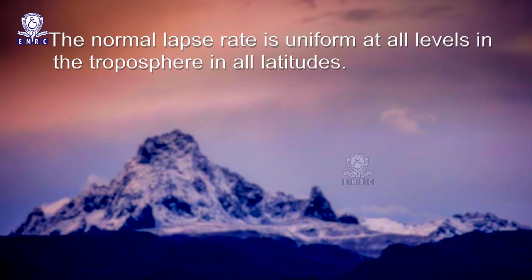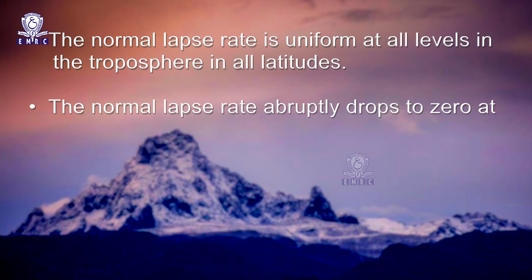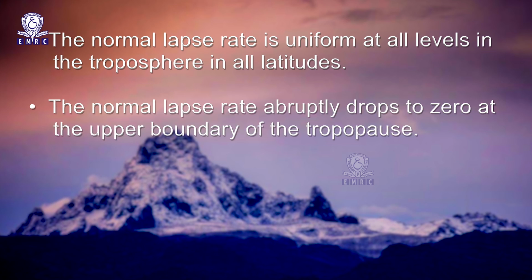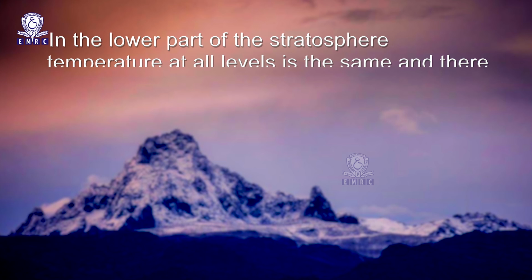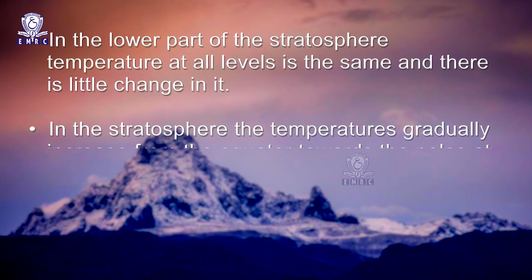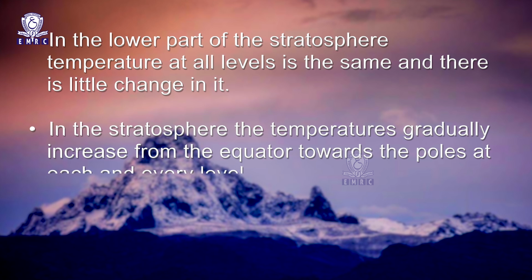The following are some of the most important features of vertical distribution of temperature. The normal lapse rate is uniform at all levels in the troposphere in all latitudes. The normal lapse rate abruptly drops to zero at the upper boundary of the troposphere. In the lower part of the stratosphere, temperature at all levels is the same and there is little change in it. In the stratosphere, the temperatures gradually increase from the equator towards the poles at each and every level. This is mainly due to the fact that the stratosphere is lower at the poles.